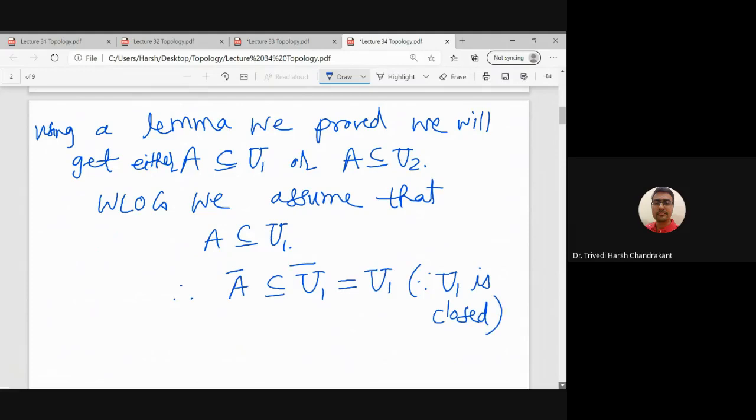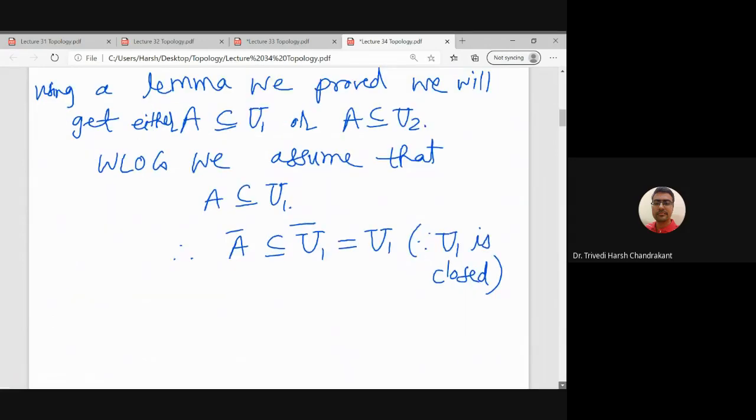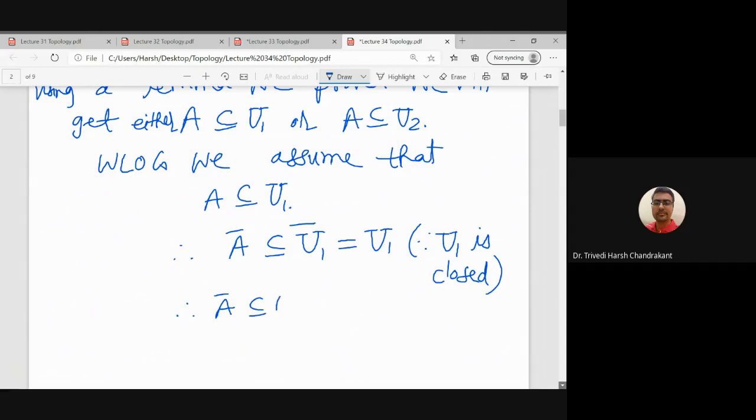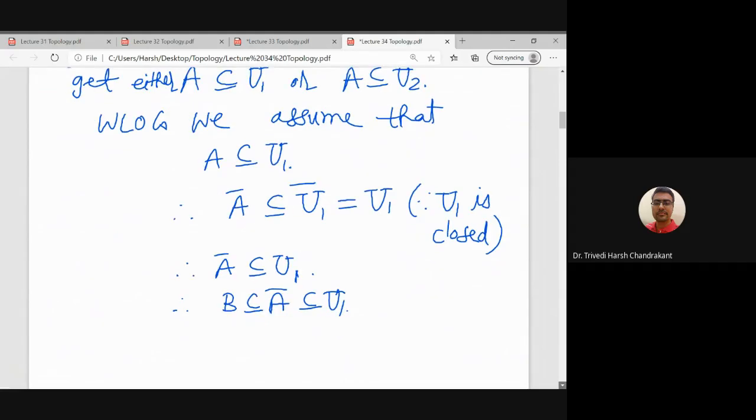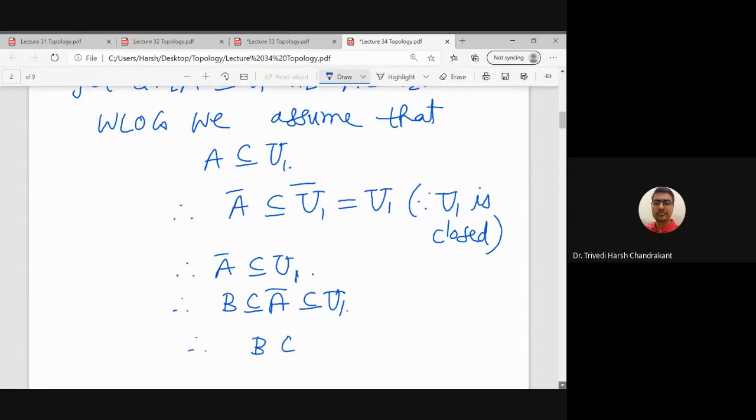U1, U2 is a separation, so any set which gives us a separation is always open as well as closed, because U1, U2 are disjoint, so the complement of an open set is closed. So finally what we got is A closure is a subset of U1, and B is a set in between A and A closure. Therefore B, which is a subset of A closure, which is a subset of U1. So finally B is a subset of U1.